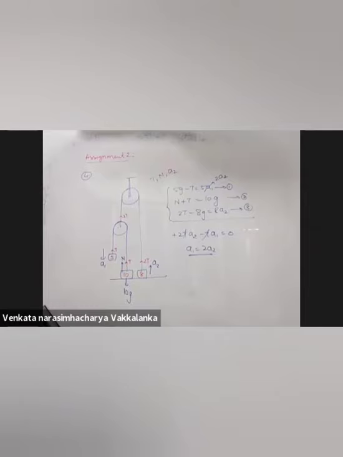Sir, why will N be negative if it's moving up? Shouldn't it be 0? Tension is greater than 10G. Okay, right, sir. To balance that equation, you're saying.